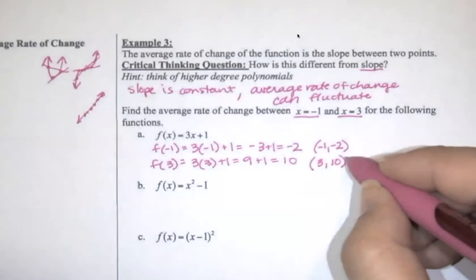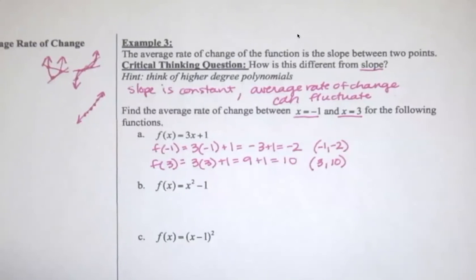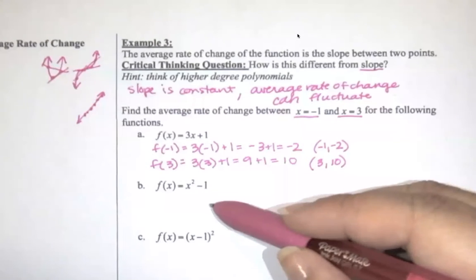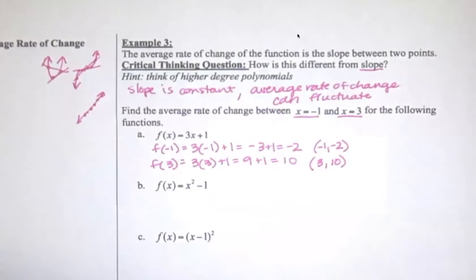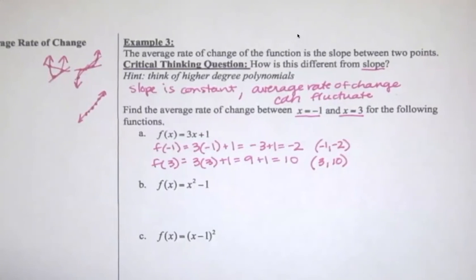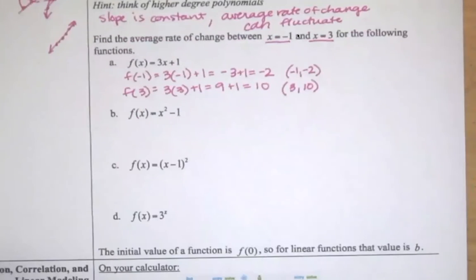You're going to go ahead and calculate the slope between these 2 points, similar to what we did in example 2, and then do the same for parts B, C, and D. I will pause the video, have you input your answers, and then go over the answers together.